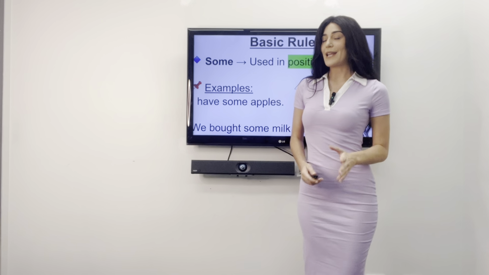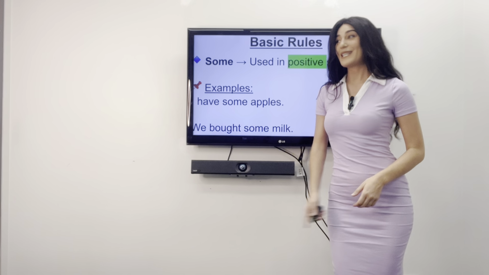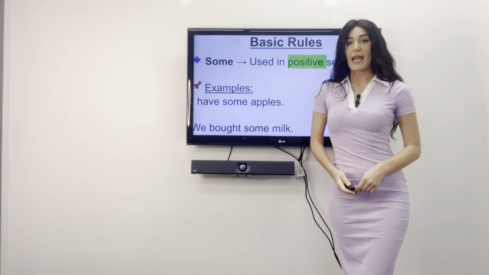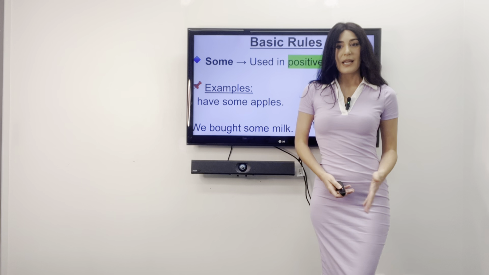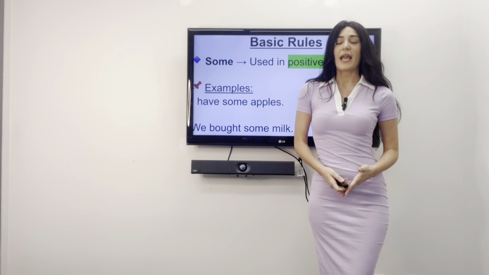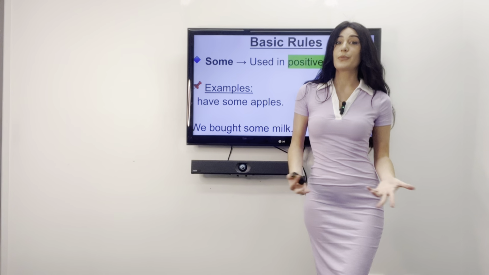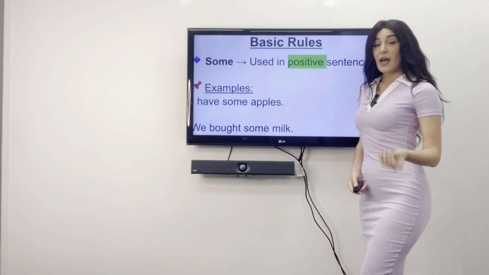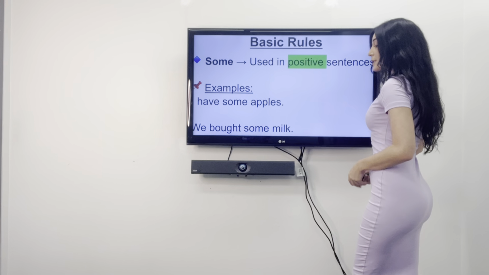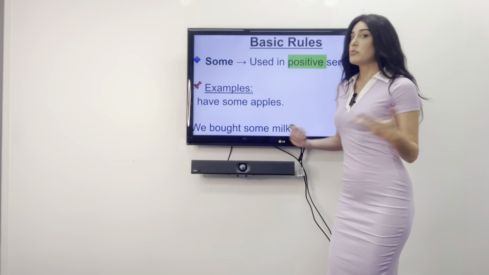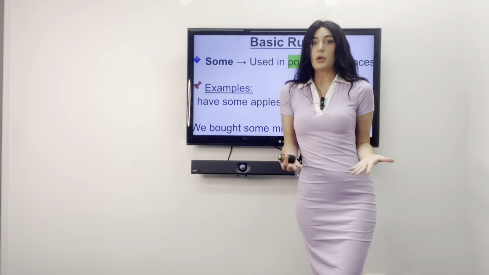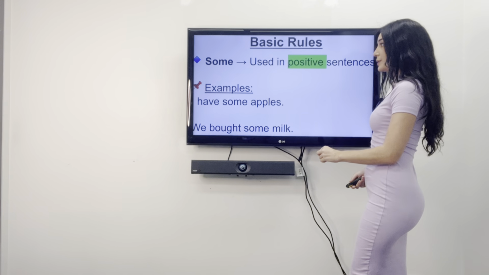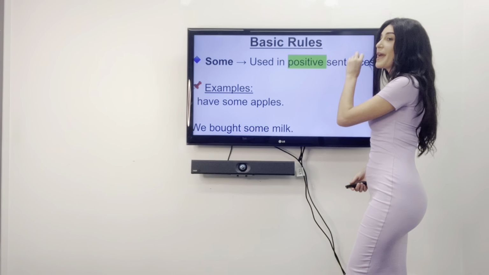Here are some examples. Sorry, it's a little bit cut off, but it says, I have some apples. That's not a negative sentence, is it? It's a positive sentence. I have some apples. So in that case, we used some. Another example, we bought some milk. Not a negative sentence. We bought some milk. So we've used some in both of these examples. It's used in positive sentences.